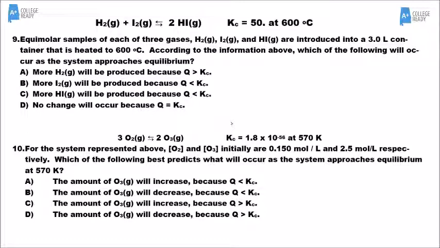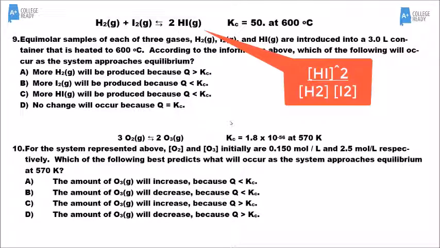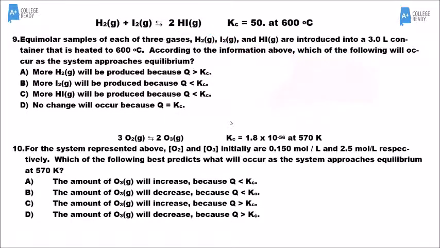So the Q expression is going to be HI squared over H2 times I2. So pick any number. I'll pick 3. 3 moles over 3 liters means it's 1 molar. 1 squared over 1 times 1 is 1. No matter what number you pick for the number of moles, you will always get a Q value of 1. So since Q is 1 and K is 50, Q is less than K. When Q is less than K, the reaction will shift to the right to make more product until Q becomes equal to K and you reach equilibrium.